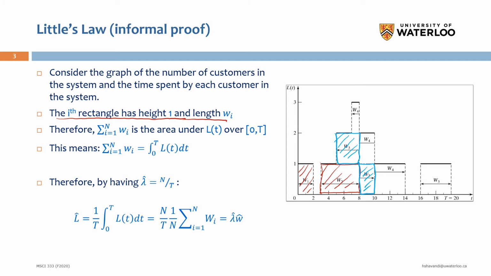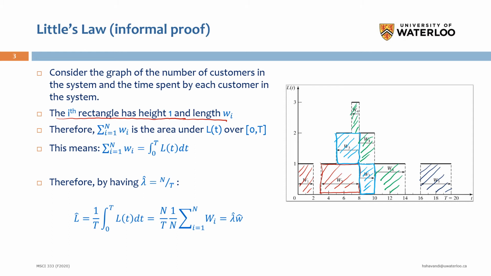And for customer number 4, again, we have these rectangles. If we put these 3 rectangles beside each other, then we'll have a rectangle with height 1 and the length of 7, right? And that's the last one. This is the rectangle for customer number 5 with height 1 and length of 4.